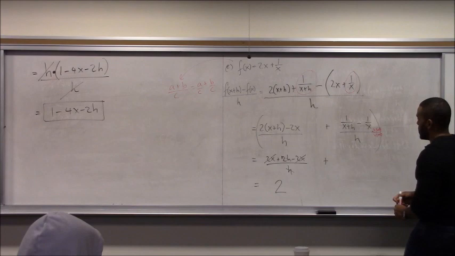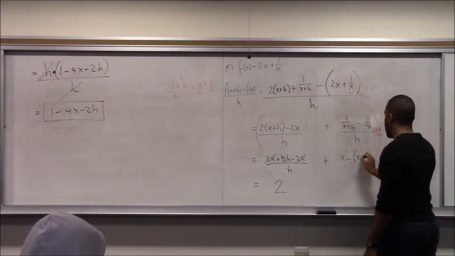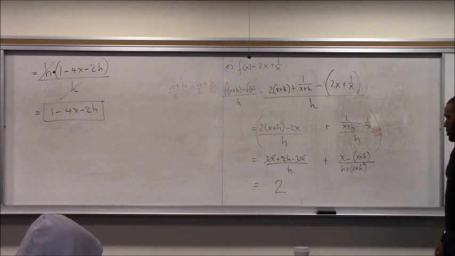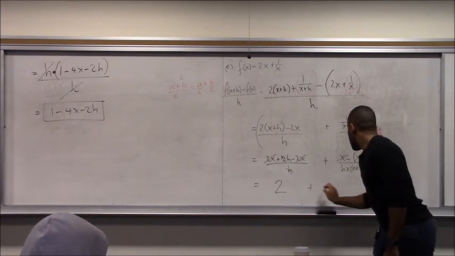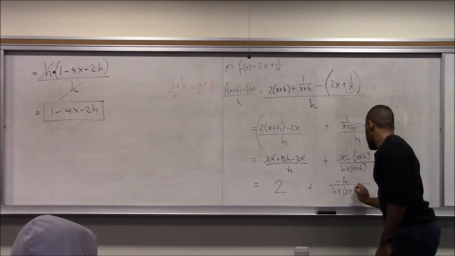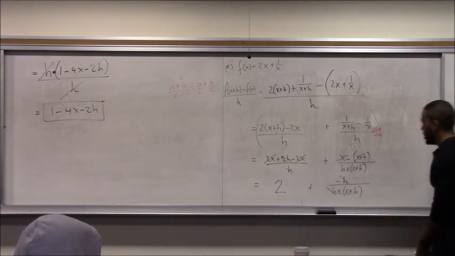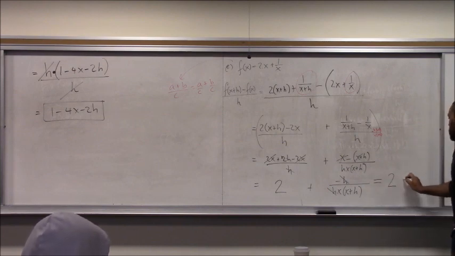So here the x plus h's will cancel, you get an x minus parentheses. Here the x's will cancel, you get an x plus h over h x plus h. We have x minus x. So we have a minus h over h x plus h. Cancel the h. And so we end up with 2 minus 1 over x times x plus h.